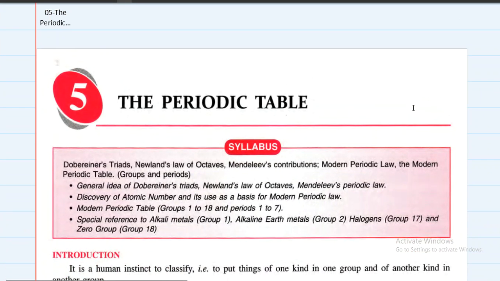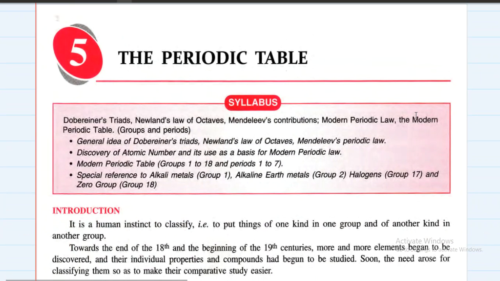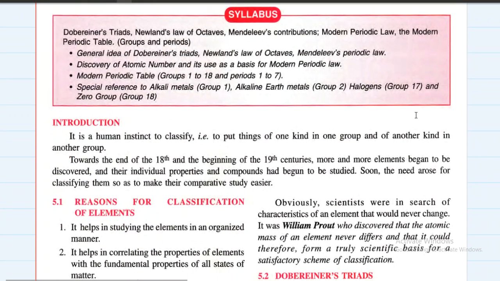Hello everyone. Today we are going to start with chemistry chapter 5, the periodic table. So how many elements are known to mankind till date? The answer is 118. 118 elements are known to us by far till today.